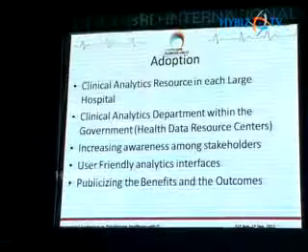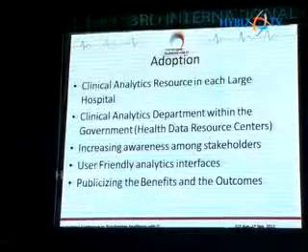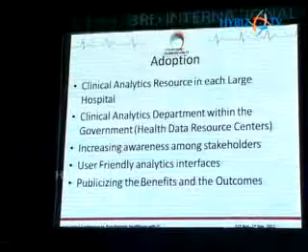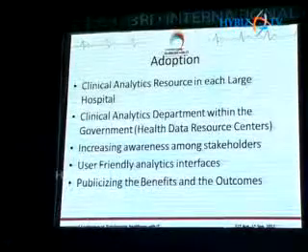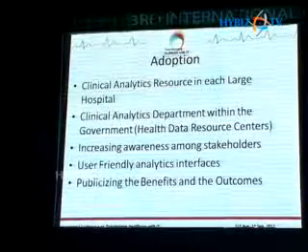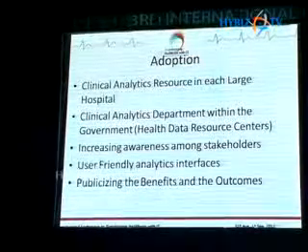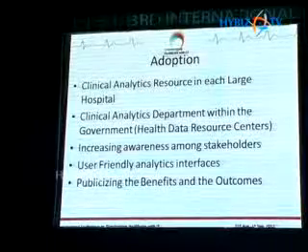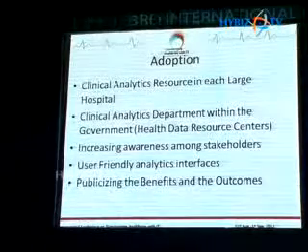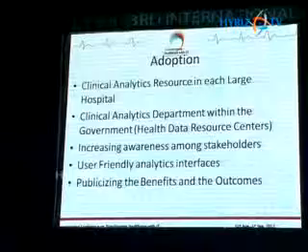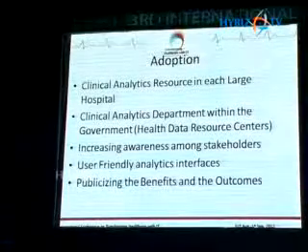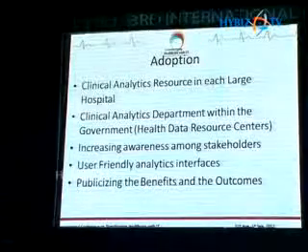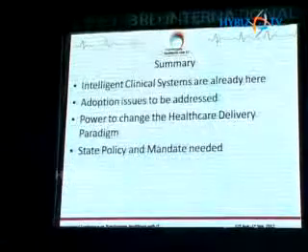The big problem: adoption. Why is this technology, which is already available, not being adopted on a mass scale? There are a number of reasons, and for paucity of time, I'll just say what needs to be done. We need to have a resource for clinical analytics in each large hospital. We need to have a clinical analytics department within the government, a state data resource center, which, for instance, Tamil Nadu is setting up. We need to have more awareness among the various stakeholders about the benefits, and of course, we need to publicize the benefits and the outcome.